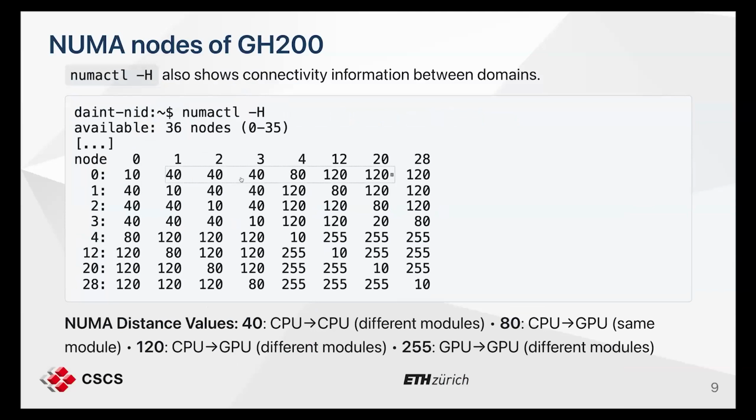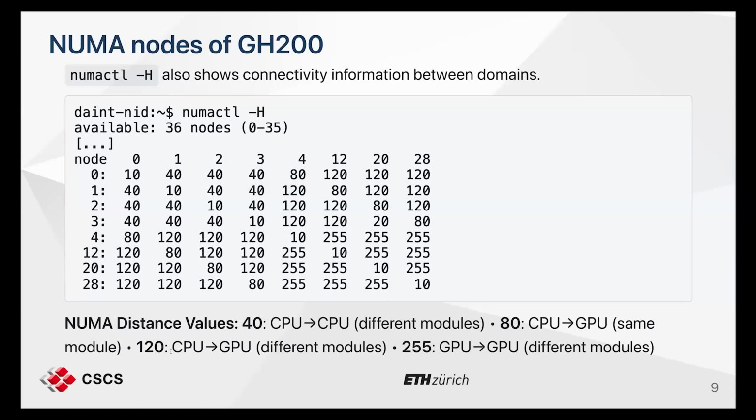There is also more information that this command offers, which basically gives you the physical distances between NUMA domains. So we have NUMA distance value 40. That means that you have a CPU to CPU connection on different modules, for example, 1 with 0. You have 80, which is CPU to GPU on the same module. 4 and 0 are on the same module, but one is the CPU and the other is the GPU.